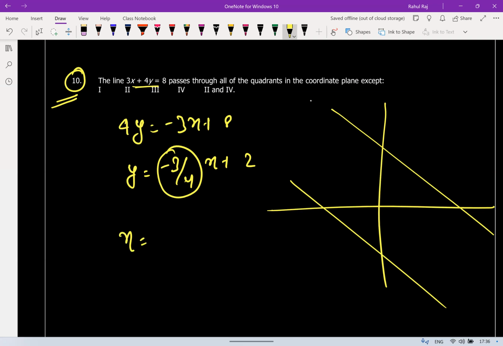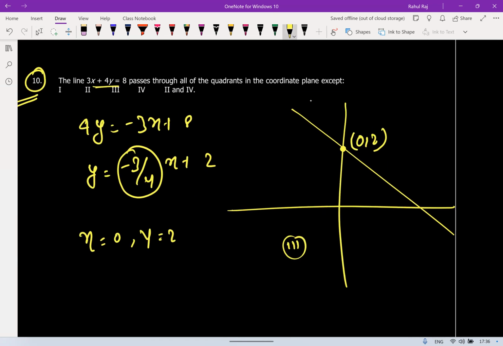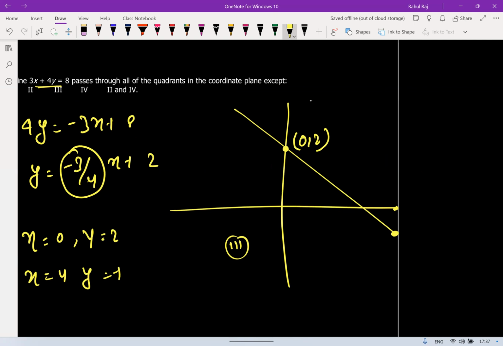Just take one point. x is equal to 0, y is equal to 2. It means this is the point where the line is passing through. So it has to be in this way. It will not pass through the third quadrant. Now whatever other point you plot, it will all lie on the same line. So imagine if I put x is equal to 4 over here, I'll get y is equal to negative 1. So imagine this is x is equal to 4, y is equal to negative 1 here. So it will pass through this quadrant. Whatever point you plot, it will be all on the same line. Simple, straightforward logic.